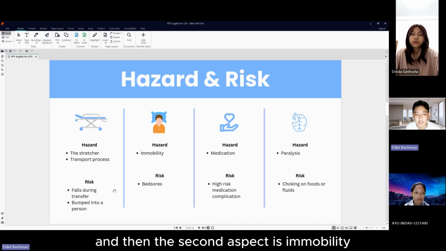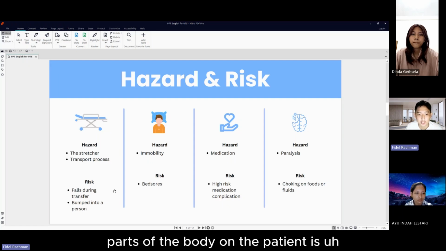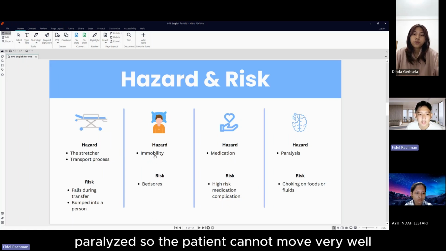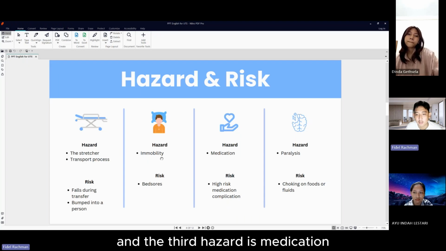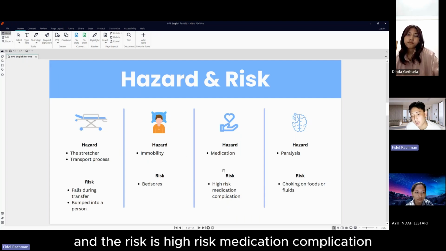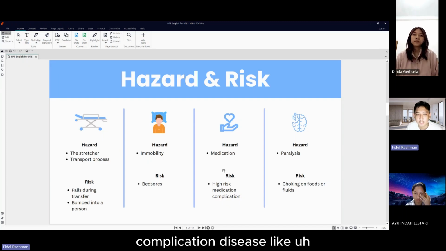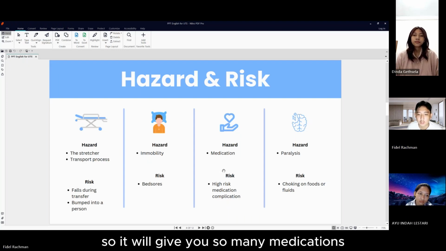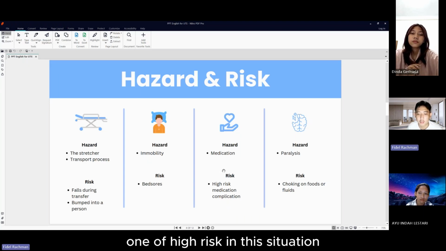And then the second hazard is immobility, and the risk is bed sores. Immobility is because parts of the patient's body are paralyzed, so the patient cannot move very well. They have to rest in bed, and if you bed rest for a long time, you will get bed sores. And the third hazard is medication, and the risk is high-risk medication complication, because the patient has many complicating diseases like the bursting artery and paralysis, so they will be given many medications. So medication complication is one of the high risks in this situation.